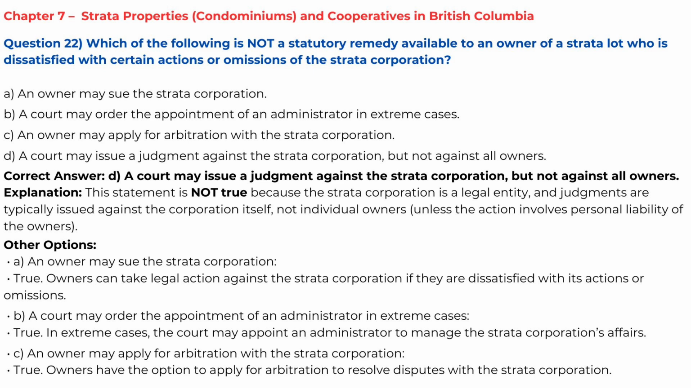Other options. A. An owner may sue the Strata Corporation. True. Owners can take legal action against the Strata Corporation if they are dissatisfied with its actions or omissions. B. A court may order the appointment of an administrator in extreme cases. True. In extreme cases, the court may appoint an administrator to manage the Strata Corporation's affairs. C. An owner may apply for arbitration with the Strata Corporation. True. Owners have the option to apply for arbitration to resolve disputes with the Strata Corporation.